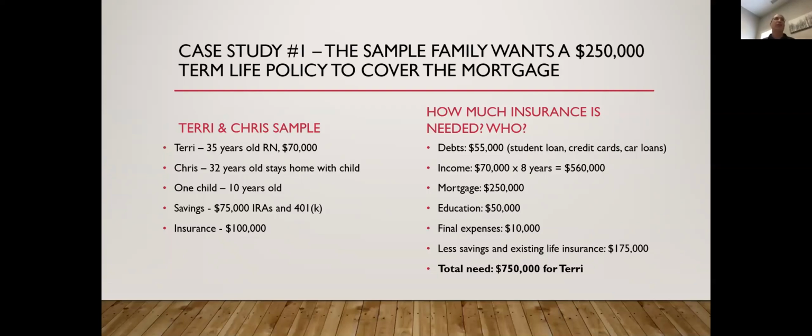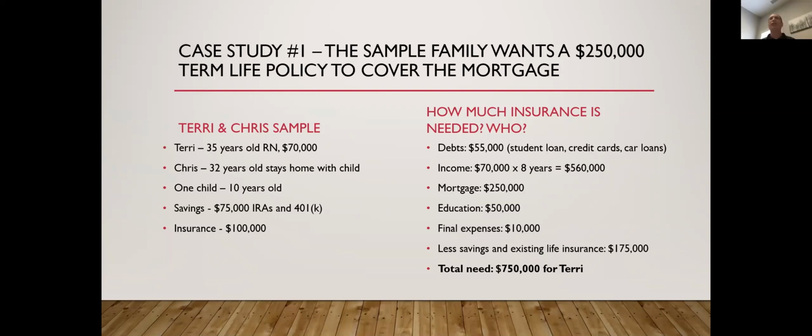So we know that Terry is working. She's an RN. She makes $70,000 a year approximately. And Chris is a stay-at-home dad, 32 years old. They have a 10-year-old child, and they have some savings and an existing insurance policy through work. So this is a very standard household. And so let's do some analysis for the customer.